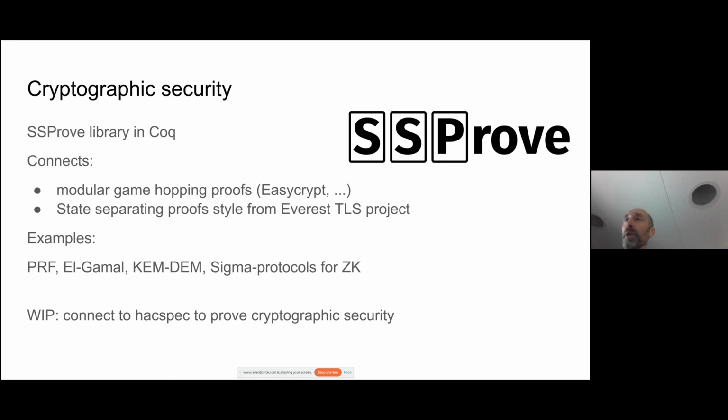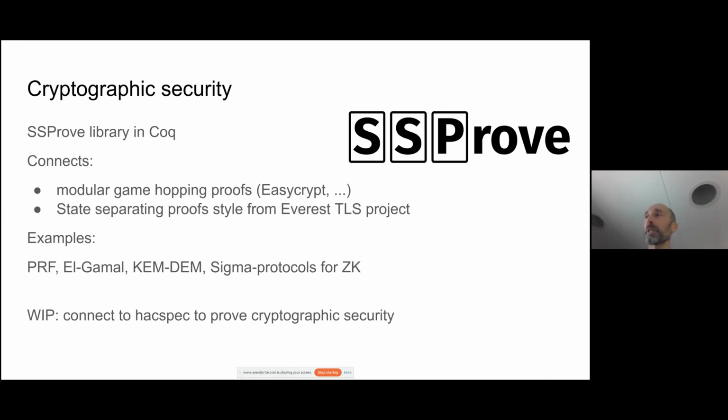The SSProof library is a library in Coq that has features much like the EasyCrypt system. So it allows you to prove cryptographic security of certain protocols or cryptographic primitives. And one of the things we're doing is to make a connection with Hacspec so that we can actually prove cryptographic security of all kinds of cryptographic primitives or protocols.